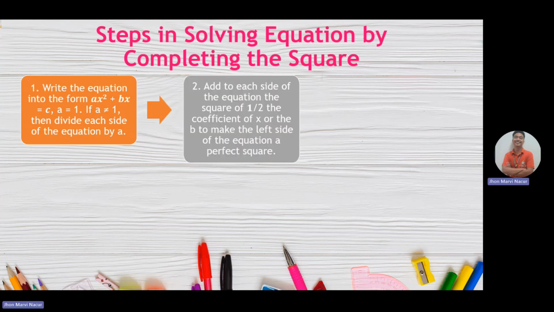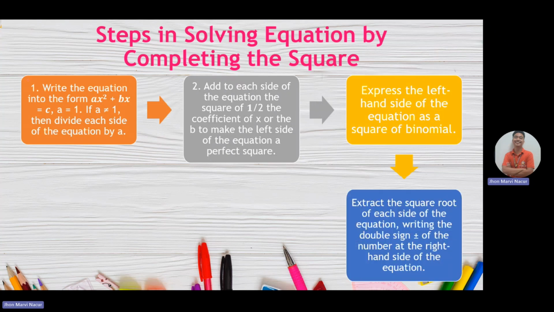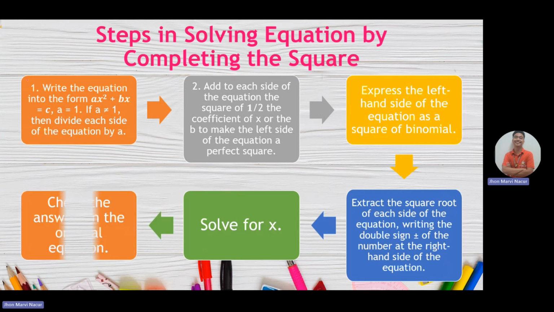For our second step, we need to add to each side of the equation the square of 1/2 of the new coefficient of x, or our linear term. Then, for our third step, we need to express the left-hand side of the equation as a square of binomial. For our fourth step, we need to extract the square root. And for our fifth step, of course, we need to solve for x and check the answers if we do have time.